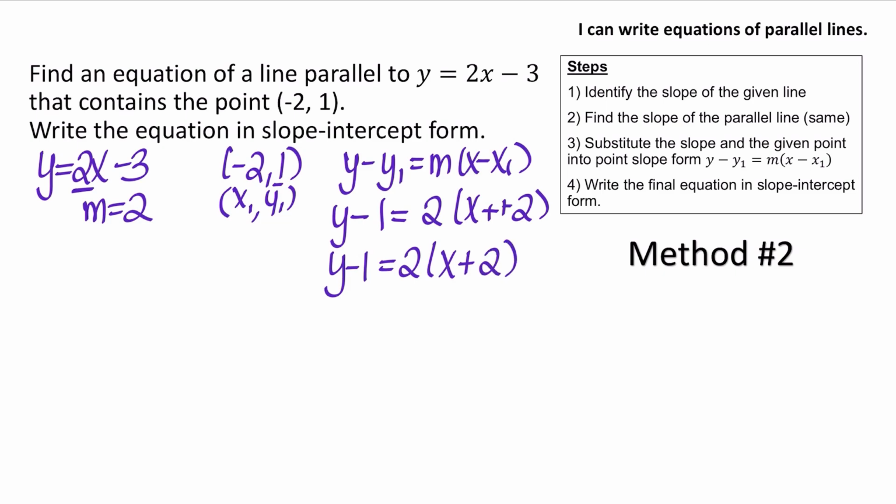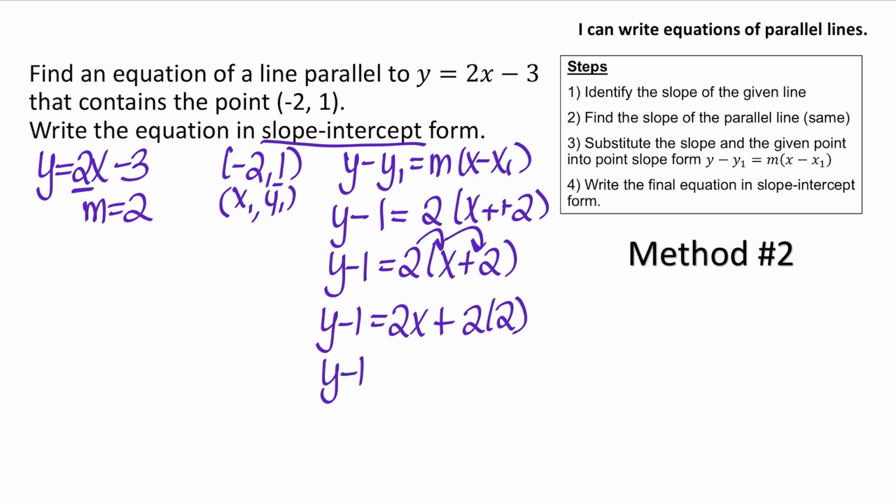So now I need to write this equation in slope-intercept form. Okay, so I'm going to rearrange this equation. Remember, I start off by distributing the value of m. So I get y minus 1 equals 2x plus 2 times 2. So that means y minus 1 equals 2x plus 4.